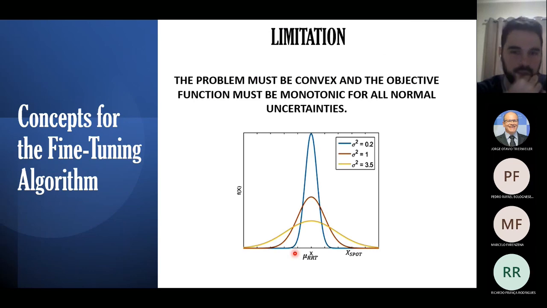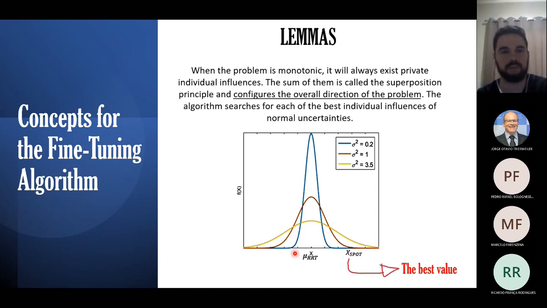So what is the limitation of the problem? The problem must be convex, and the objective function must be monotonic for all normal uncertainties, okay? This is very important, and it cannot be used for non-convex problems yet. So this is a drawback. We'll talk about it further. Okay, the first lemma is that when the problem is monotonic, there will always exist a private individual influence. The sum of them is called the superposition principle and configures the overall direction of the problem.